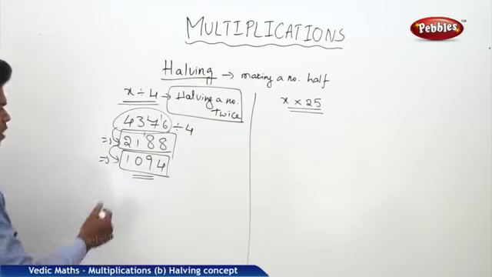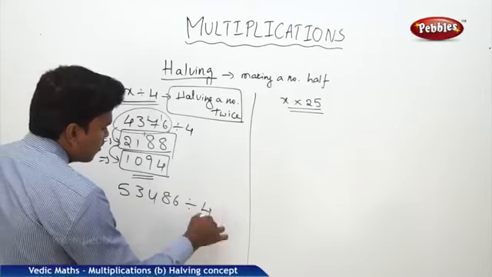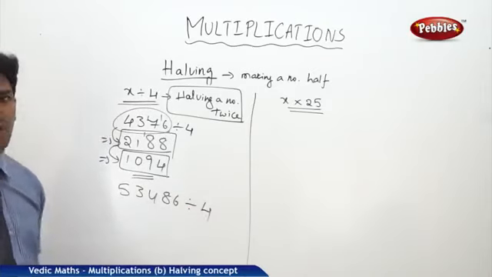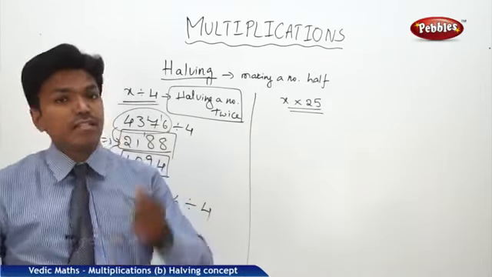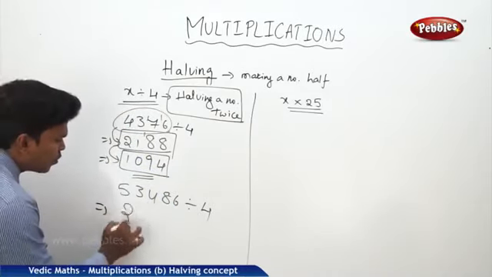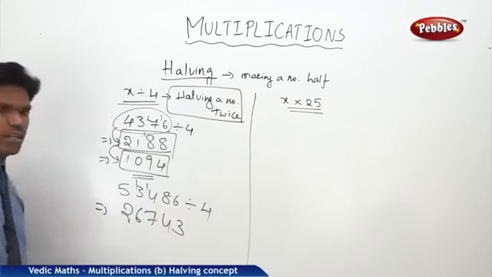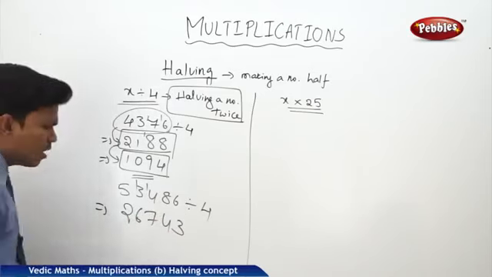One more example I am going to tell you. Suppose 53486 division by 4. I want to divide this number by 4. So simply make it half twice but fast. So see here, first make it a half. So 2 2s, 2 6, 2 7s, 2 4s, 2 3s. I made it a half. Again make it a half.